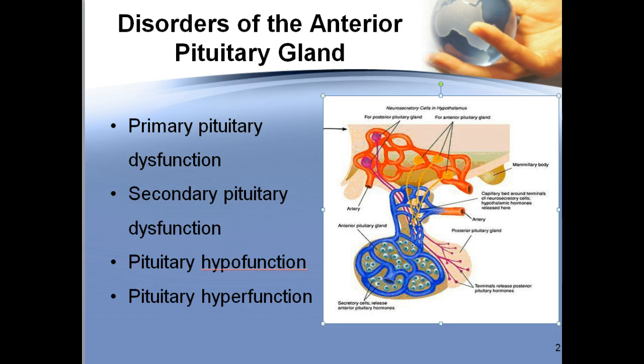Disorders of the anterior pituitary gland. You have what they call primary pituitary dysfunction. You have secondary pituitary dysfunction, pituitary hypofunction, pituitary hyperfunction. And we're going to first discuss what primary pituitary dysfunction is and the differences between dysfunctions from primary, secondary, and hypo and hyper function.